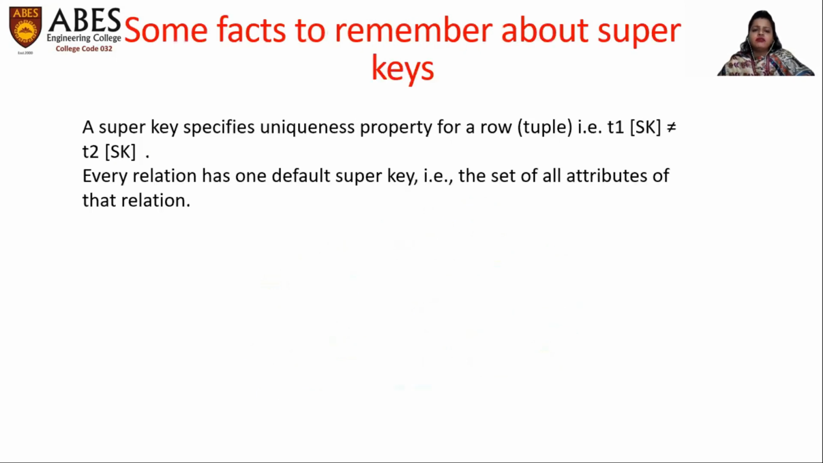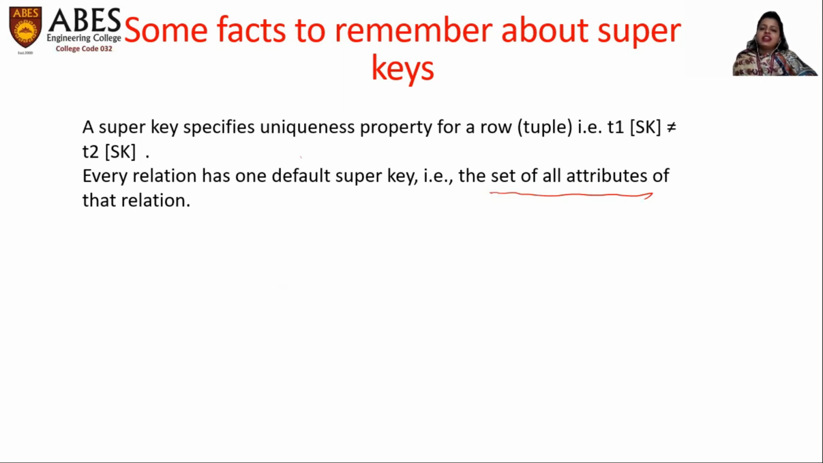Now, what are some facts that you should remember about a super key? A super key specifies the uniqueness property of a row. It is used to identify how one particular row is different from another. This is the basic characteristic. Every relation has one default super key, which is the set of all attributes.